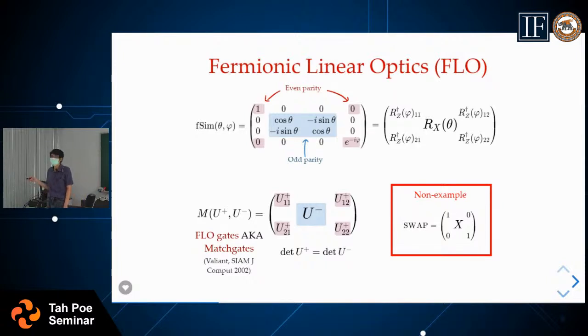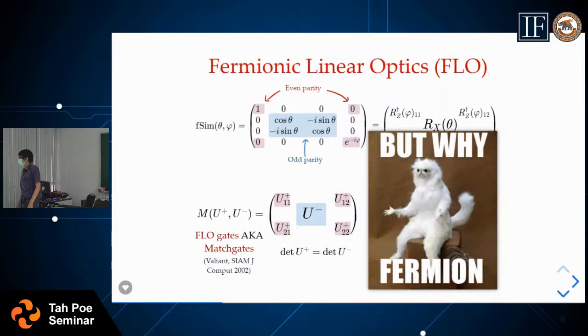For example, you cannot do a swap gate. The swap gate is not a part of these FLO gates because the swap gate is basically just off-diagonal in the 0,1 and 1,0 subspace, right? So it swaps the first qubit and second qubit states, but the determinant of X is -1 and the determinant of the other block, which is just the identity, is 1. So somehow you cannot do swap in this model.